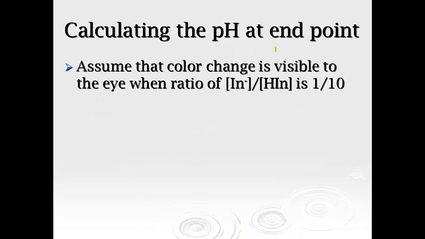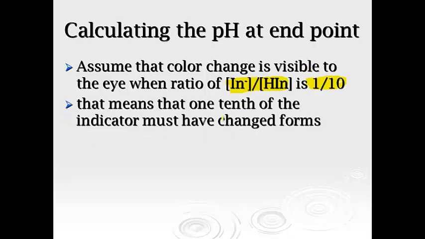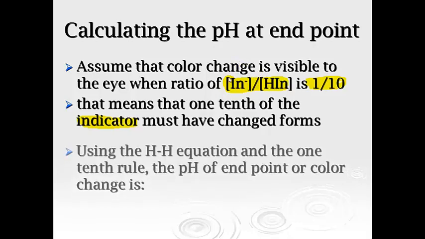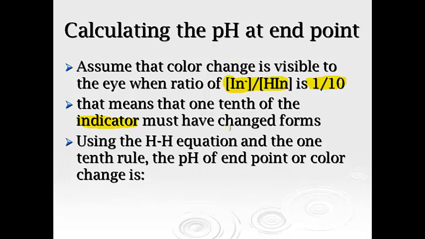Now, how do we calculate the pH at the endpoint? Well, we assume the color change is visible to the eye when the ratio is 1/10. So this just means that 1/10 of the indicator must have changed form. It's a pretty small amount, meaning that we haven't necessarily overshot it. That's why we're always looking for the lightest color possible, because the more color you have, the more you've overshot your titration.